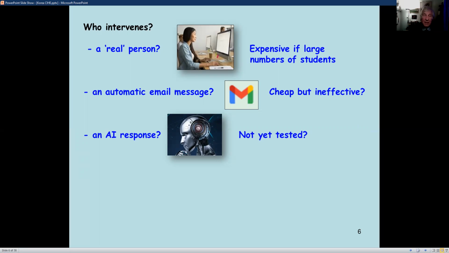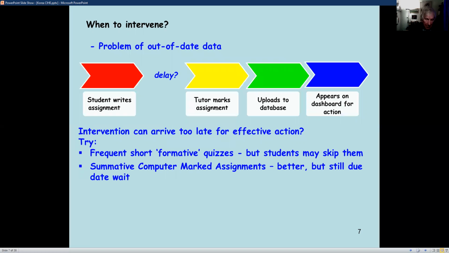As important as who does the intervention is when does the intervention happen? Here are the stages in one example. The student writes the assignment, the tutor marks the assignment, uploads the result to the database, when it appears on the dashboard for action. The problem here is out-of-date data, the delays in the system.